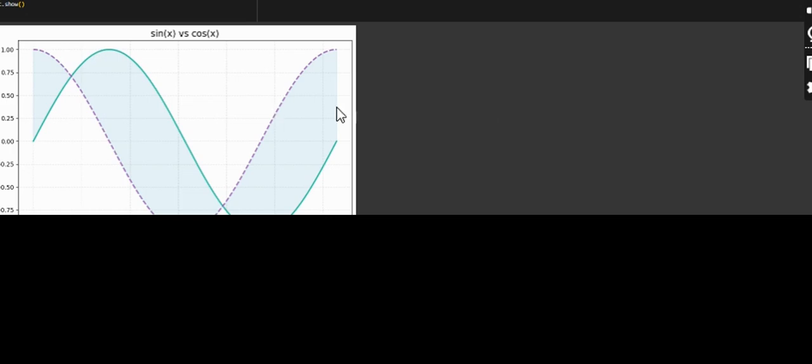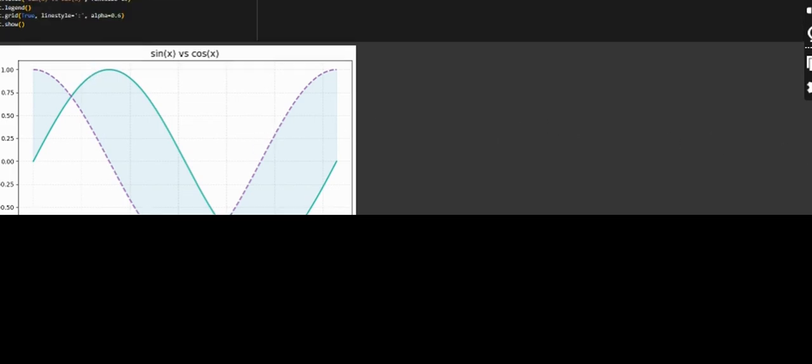Insights: the curves intersect at 2 points within the range, where sin(x) equals cos(x). Between intersections, the filled region shows where one function is greater than the other. This kind of visualization is useful in comparing relative behavior and phase difference between periodic functions.